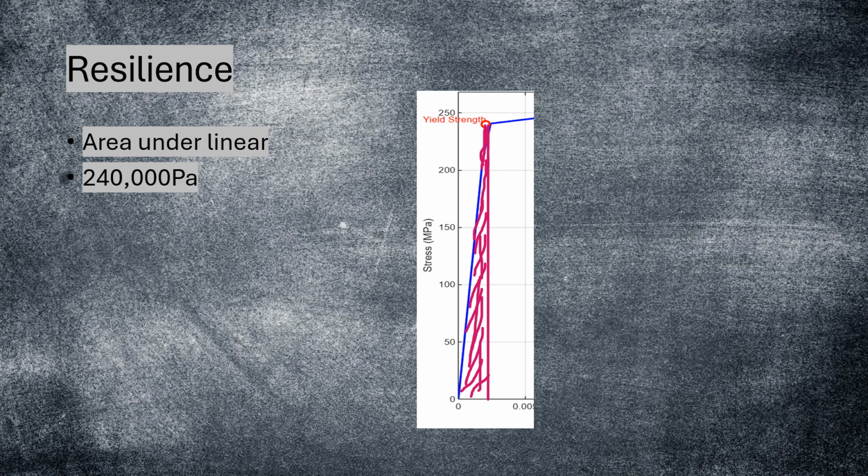Resilience is represented as the area under the linear region, up to the yield strength. At the point of yield strength, use the coordinates to find the length and width of this triangle and use the equation base times height. We figure out the resilience is 240,000 pascals.